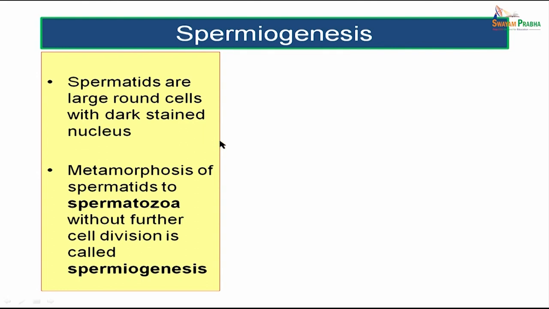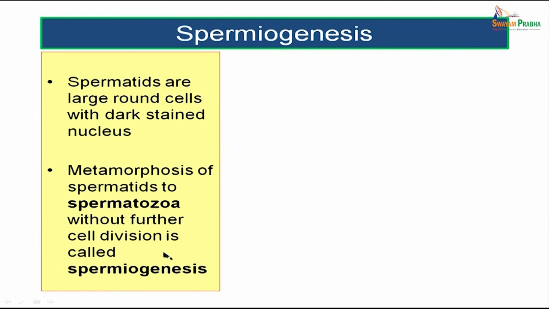They are just cells with dark stained nucleus and they will remain in the place where they are. So, they need to move from the point of formation to a place where the fertilization happens. So, what should happen? There should be some metamorphosis happening for the spermatids so that it will be converted into a mature spermatozoa. But there should not be any cell division happening.